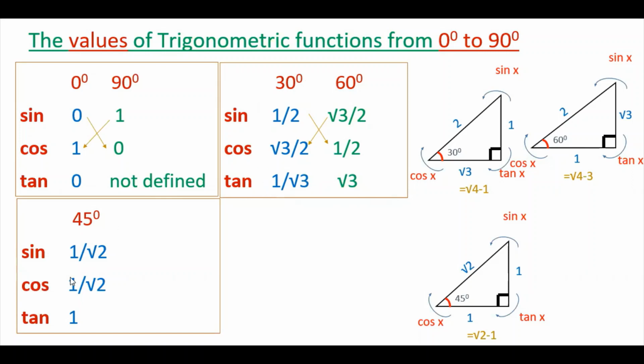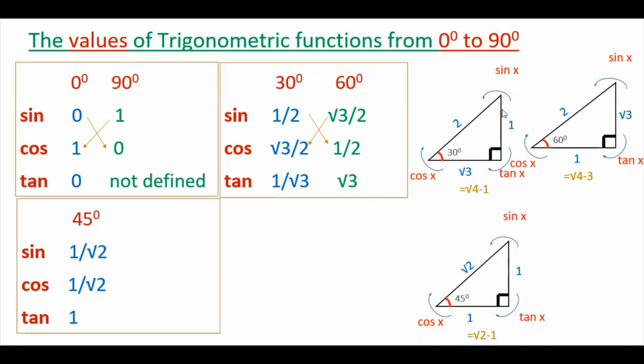And remember, sin 45 and cos 45 are the same, that is 1 by root 2, and tan 45 is 1. You can also remember like this by using these figures. So here this is 30 degrees. Here sin 30 is 1 by 2, then this value is the square root of 2 square, that is 4, minus 1, that is square root of 3. So 1, 2, root 3. Sin 30 is 1 by 2. Cos 30 is root 3 by 2. Tan 30 is 1 by root 3.